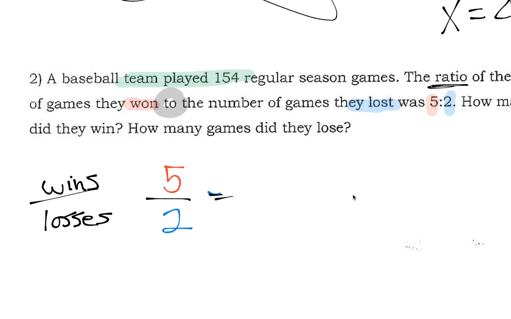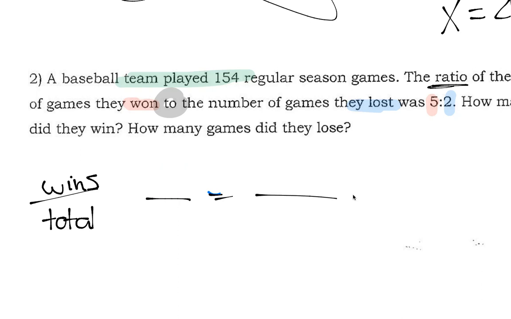So right now we see that there's something flawed here. If the 154 is going to be in play, the 154 is a total. So we need a total here. We don't want to compare wins to losses. We want to compare wins to total. So let's rethink this.